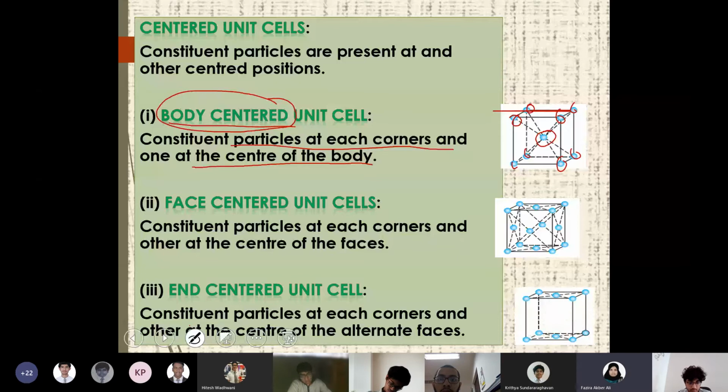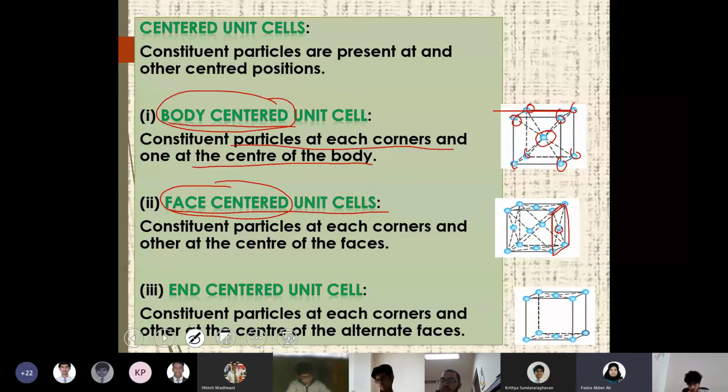The second arrangement is face-centered. From the word itself, it is clear. Other than the 8 corners, there will be a particle at the center of each face. There are 6 faces for a cube, that we already discussed, right? See, this is one face. If I highlight in red, this is one face of a cube. At the center of that face, there is one particle. Like that, there are 6 faces.